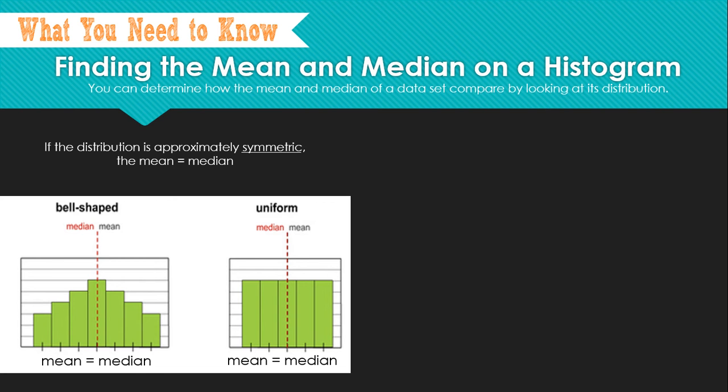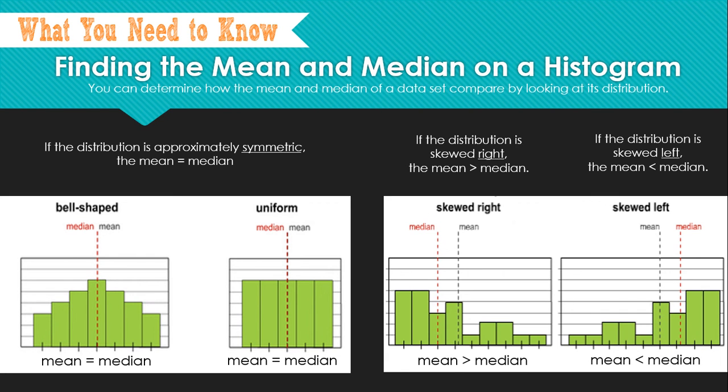So what do you need to know about finding the mean and the median on a histogram? When we have that visual representation, it's very similar to when we looked at dot plots. If we have a bell-shaped histogram or a uniform histogram, the mean and the median are going to be approximately equal to one another. If our data is skewed right, the mean is pulled in the direction of the tail. So since I am skewed right, my mean is being pulled right, so it is greater than the median.